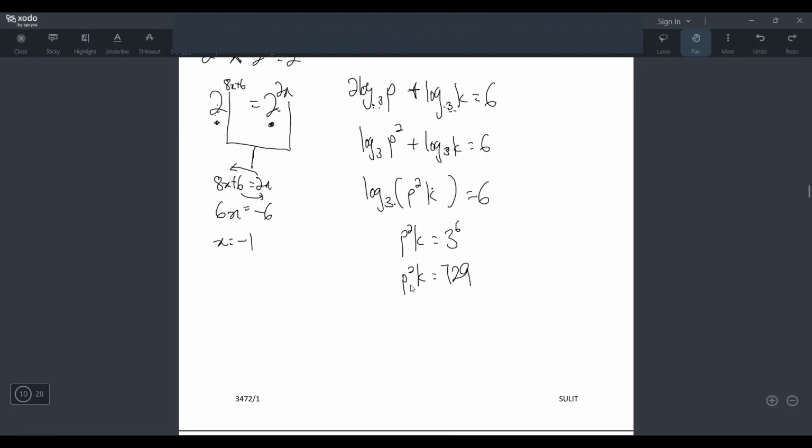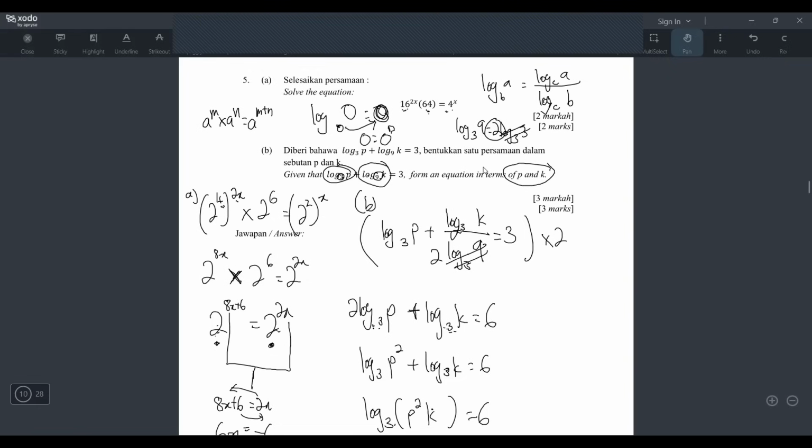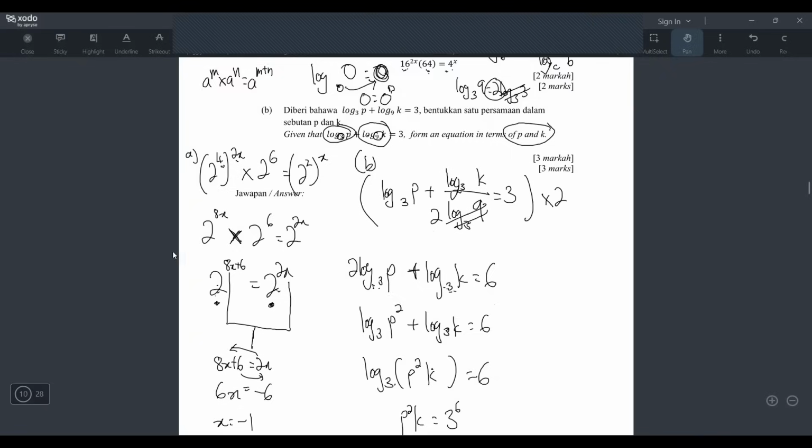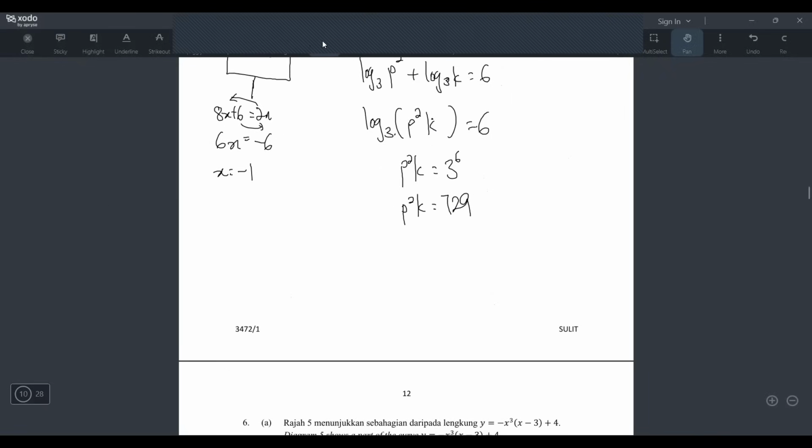Okay, you don't have to move things until P is single or K is single. If you want to do that, it's fine, but I think you're just wasting your time because the question never asked me to do that, so I will not do that. Because they just said form equation in terms of P and K. They never said express P in terms of K or K in terms of P. They never said make P the subject or make K the subject. So I'm just going to stop here. But actually, if you want to move the K to the other side, you can also, up to you.